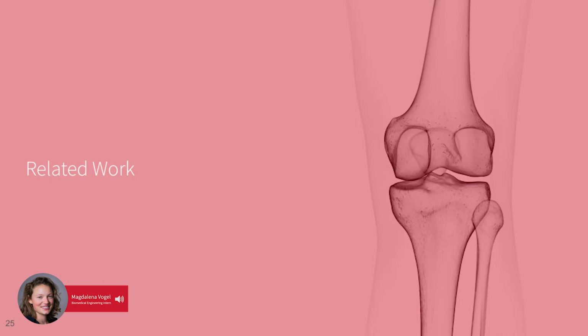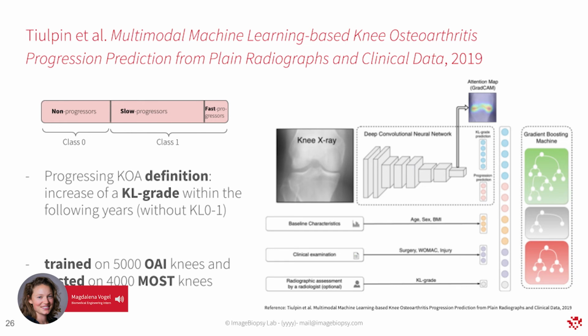So to compare these results now with previous work, I looked at 2 similar studies. First, the study from Teopin et al. They classified between non-progressors and progressors. So the progressing class was slow progressors and fast progressors.